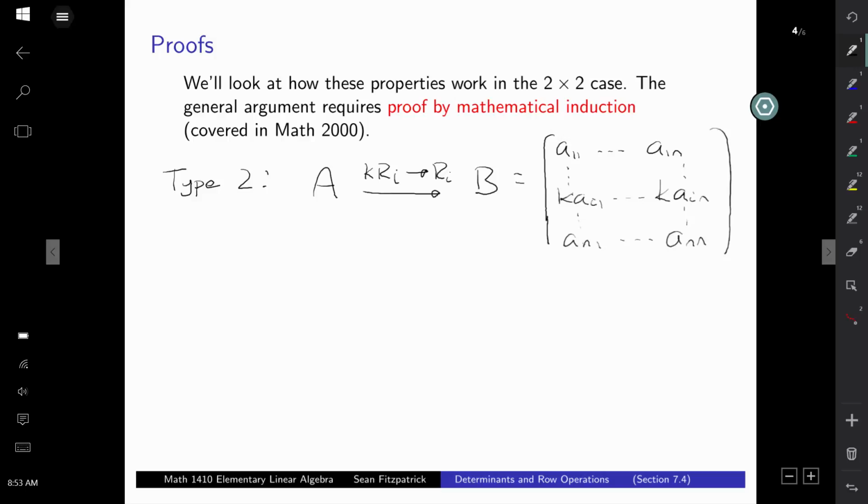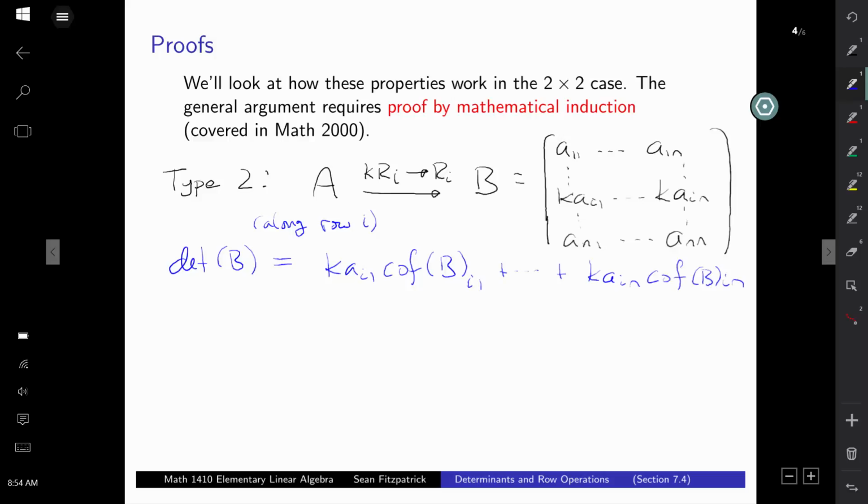Okay, so if I was going to do the determinant of B, one of the things I could do is expand along row i. So I expand along row i, and I would get k a_i1 times the cofactor. Now, here's the thing. Really, I should say it's the i1 cofactor of B, right? And then down to k a_in, and then the in cofactor of B.